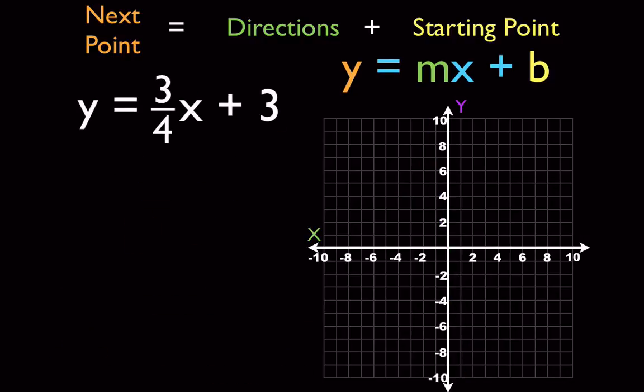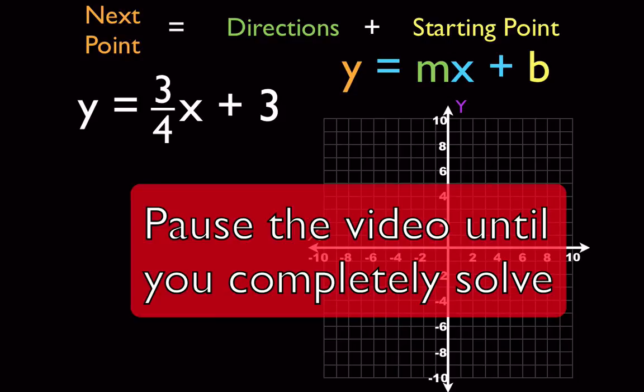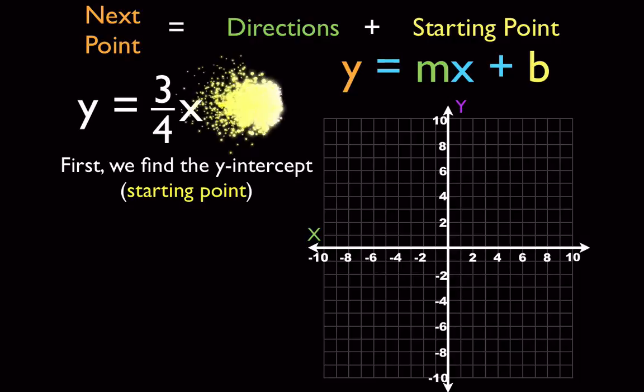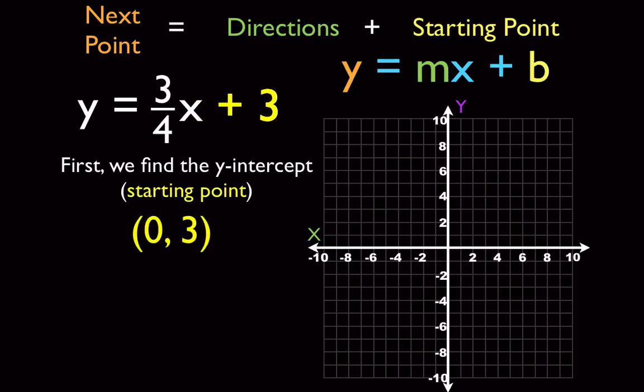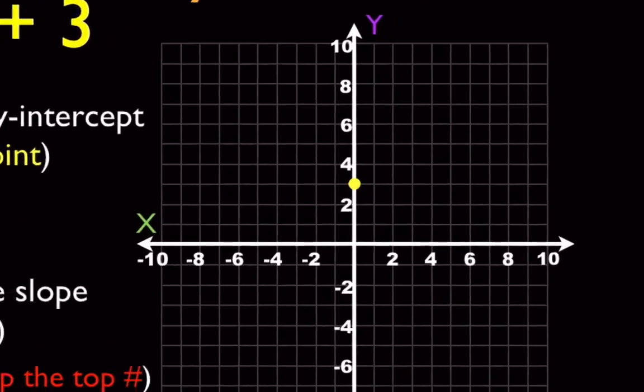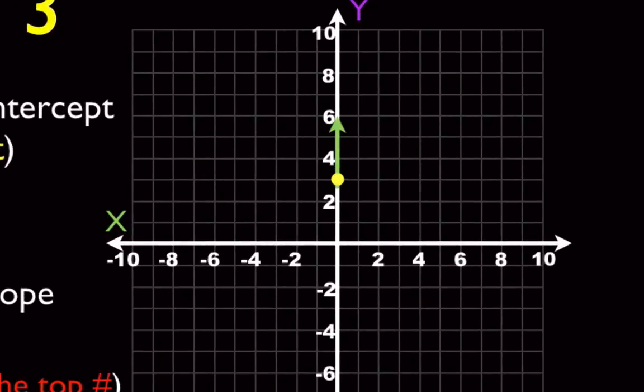Using that same process, go ahead and pause the video and try this one. Okay, first off, we'll start with our y-intercept. The y-intercept is 3, which means that's (0, 3), and my first point is on the y-axis at 3. Next, I need my directions. My directions are 3/4. That tells me I'm going to go up 3, because I always go up, and then to the right 4, because this is a positive slope, so I want the line to go uphill.